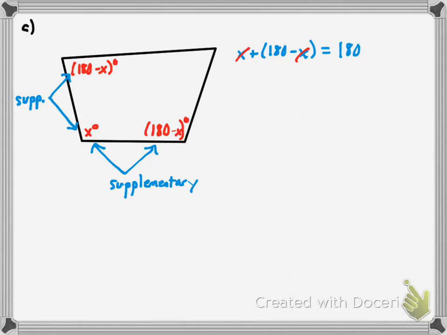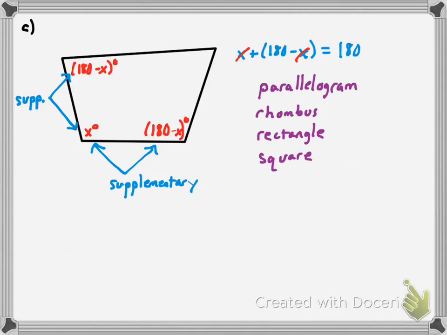And when you're saying that one angle is supplementary with each of its consecutive angles, ultimately what you're saying then is that this can be a parallelogram. And if it can be a parallelogram, it could possibly be a rhombus, rectangle, or square. Well, which of those is the most specific name? We know for sure we can call this a parallelogram.